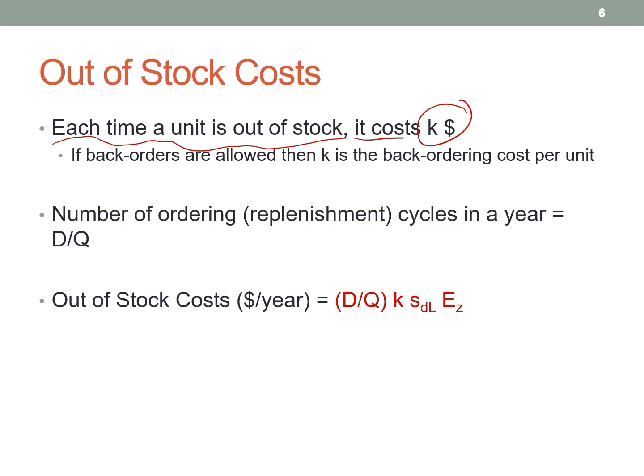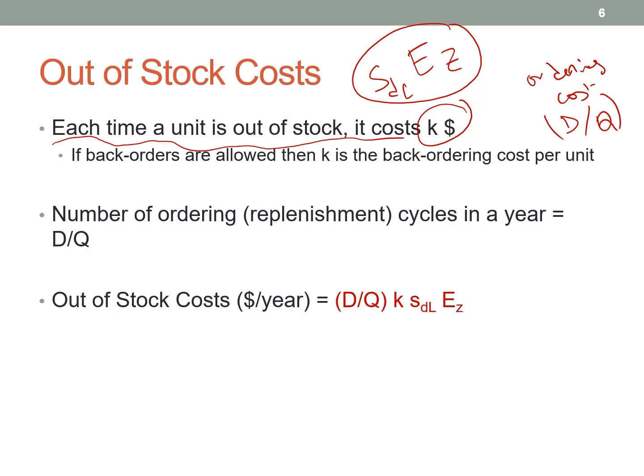Now, remember that SDL times EZ was how many units we're going to be out of stock by in one ordering cycle. Well, we also know how many ordering cycles there are in a year. That's the number of orders we place. If you remember the ordering cost calculation, how do we calculate annual ordering cost? We talked about how D over Q is the number of orders placed in a year.